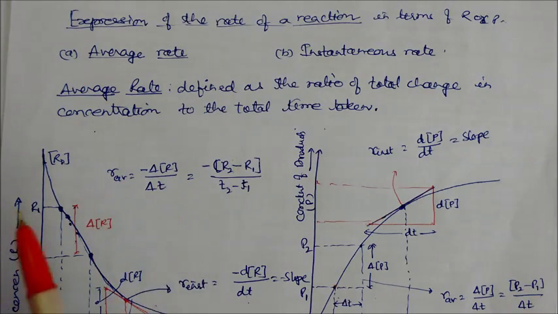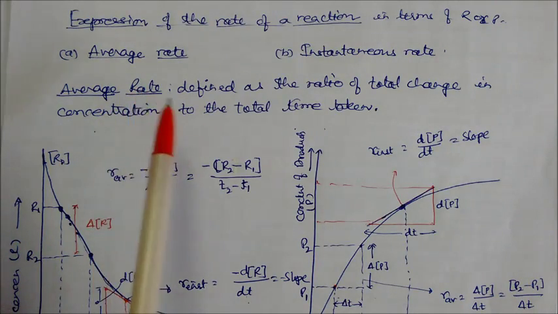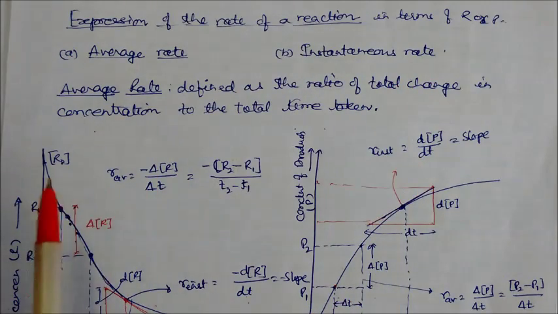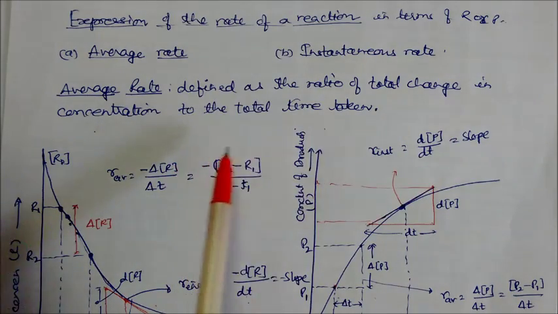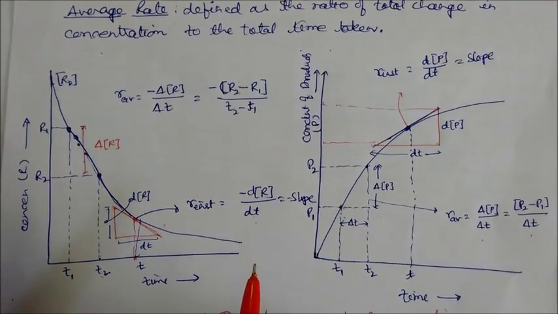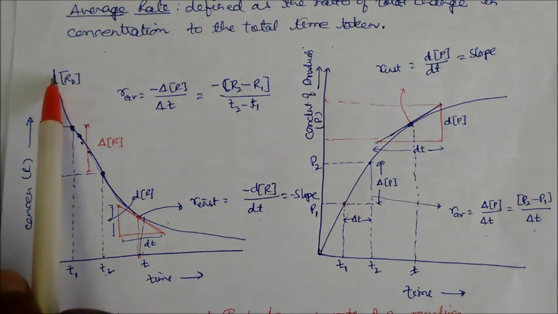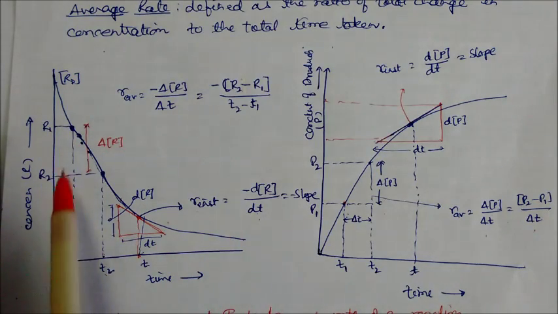Expression of the rate of a reaction in terms of reactant and product. Here we already discussed that we have two types of rate, average rate and instantaneous rate. The average rate is the ratio of the total change in concentration to the total time taken. We will see this more accurately through this graph. Here I have drawn two diagrams. In this diagram, the reactant starts from the 0 point and decreases. There are 2 points.